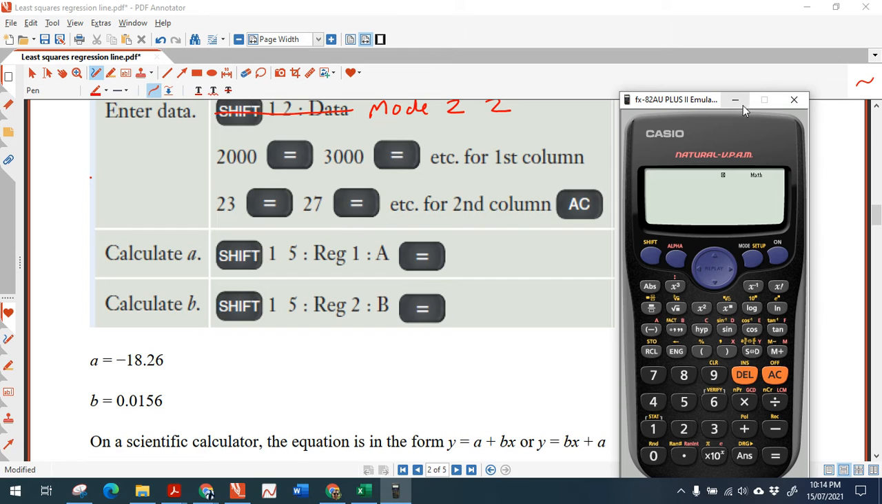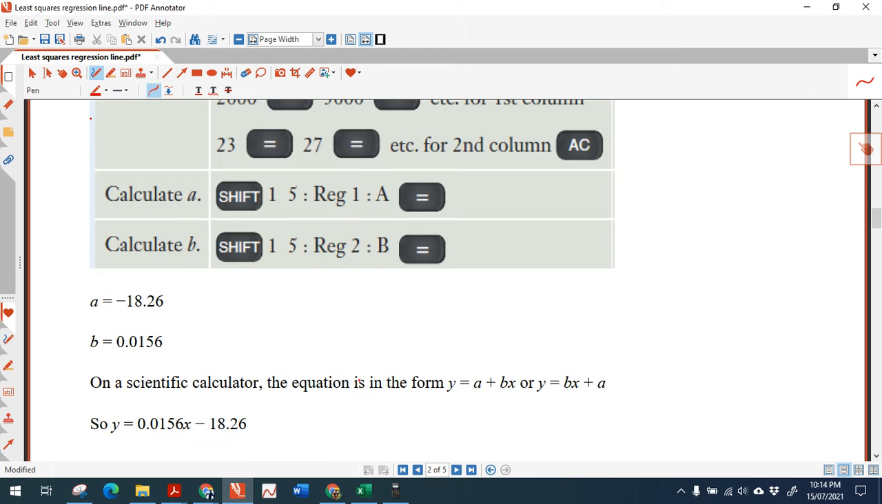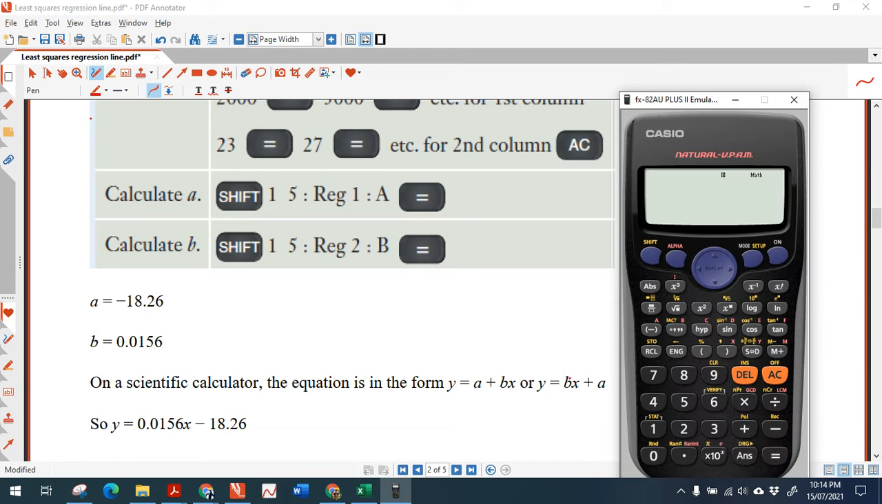Okay, now understanding these A and B values, the equation is in the form y equals A plus BX or y equals BX plus A. All right, so that means this is our equation. Okay, so you just have to sub in those A and B values, and that's your equation for the median regression line.